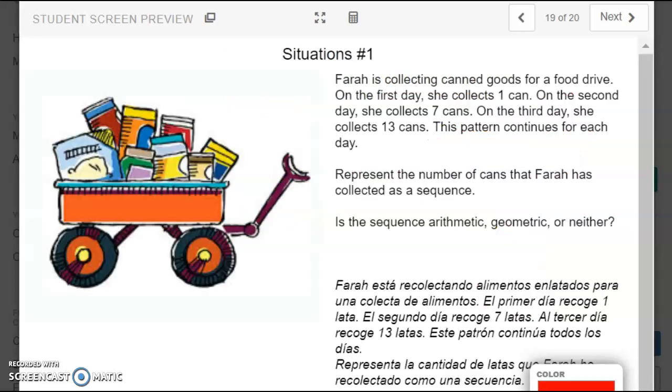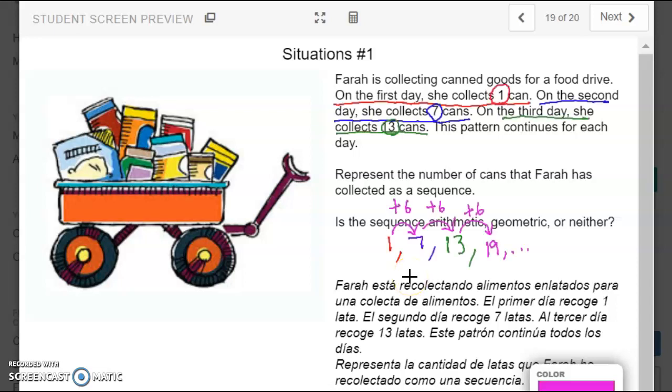Okay, I'm running out of time, so please pause the video and read the instruction, and I'm going to give you the answer. On the first day, she collected 1, second day, she collected 7, third day, 13, and the pattern continues. So this will be the sequence. And since you have the common difference of 6, it is arithmetic.